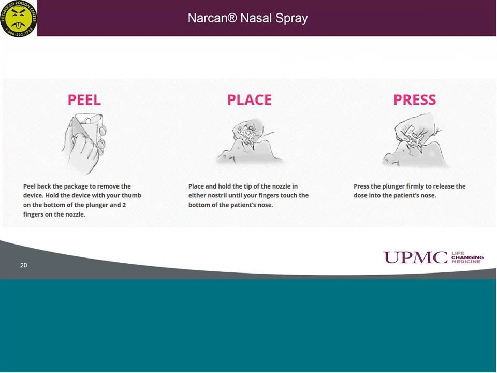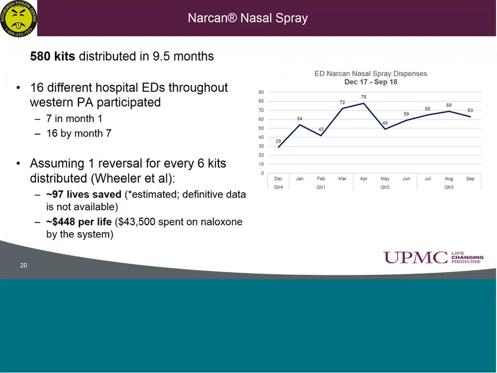This is just from the actual website showing how to give it, just showing how easy it is. It's a blister pack. You pull it off. You put the nozzle in the nostril, and then just depress the plunger. And it's 0.1 milliliters, so it's almost no volume, and it goes very quickly and delivers a high dose.